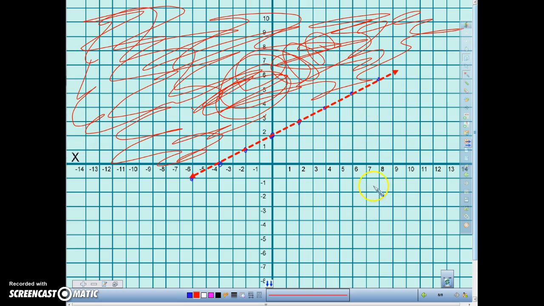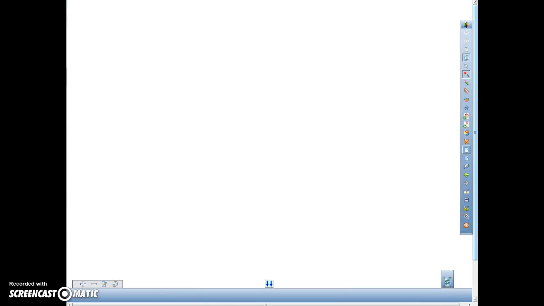So that's the linear ones. Let's go to one that's an absolute value. So we have y is less than or equal to 2 absolute value of x plus 3.